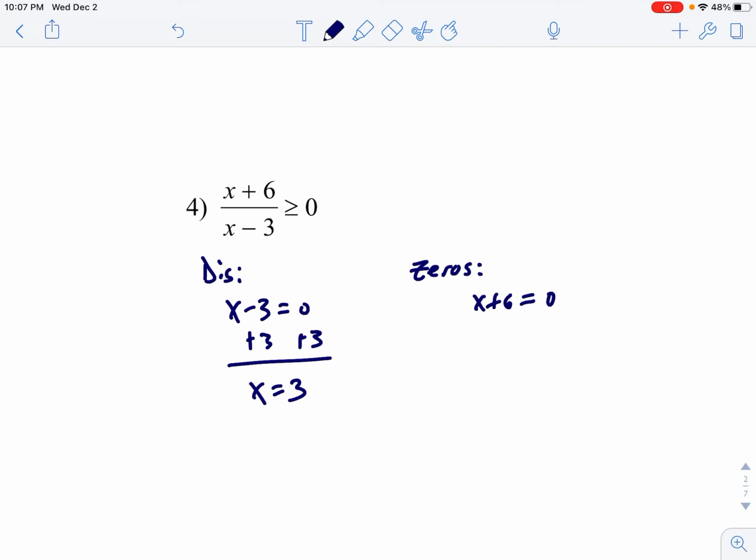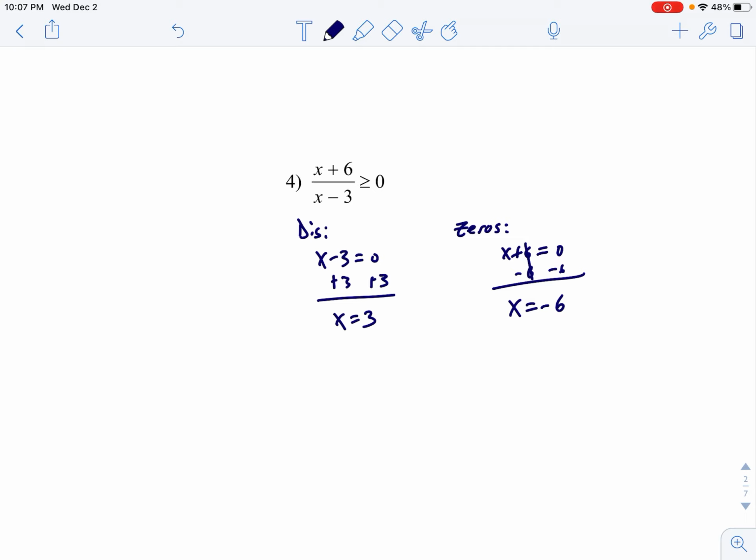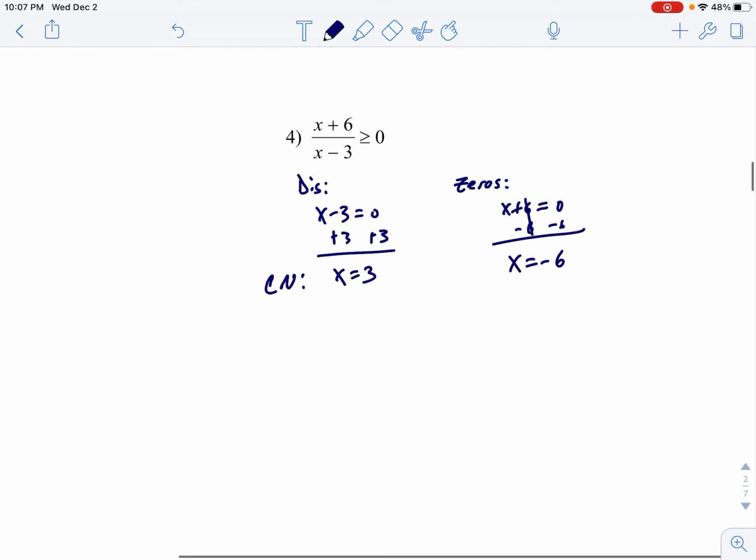Except my 0 looked like a 6. That would be confusing. Solve for x. What am I doing here? You get x equals a -6. So those are our critical numbers. Our critical numbers are x equals 3, x equals -6.